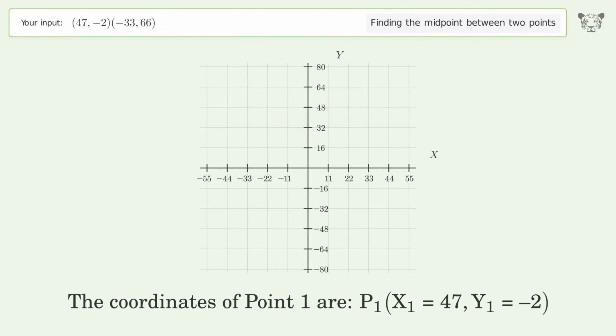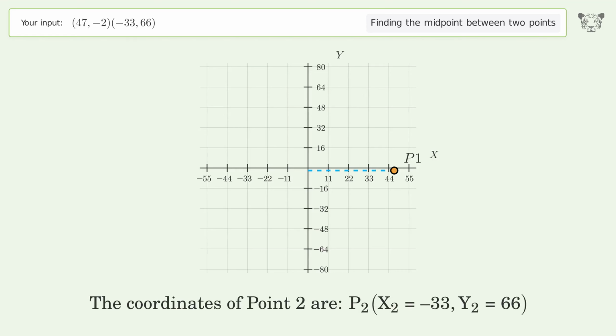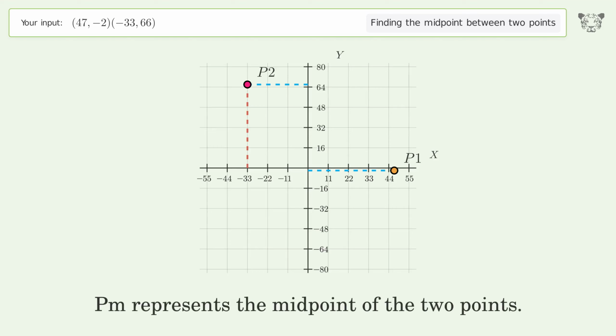The coordinates of point 1 are, x1 equals 47, y1 equals -2. The coordinates of point 2 are, x2 equals -33, y2 equals 66. PM represents the midpoint of the 2 points.